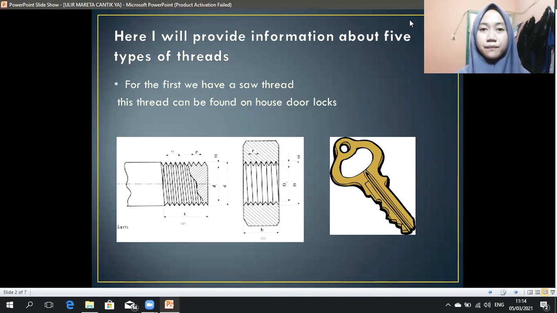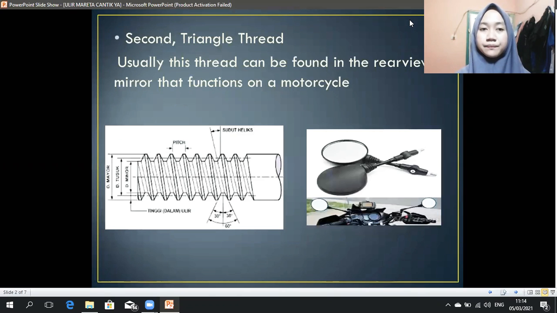Here I will provide information about 5 types of threads. For the first, we have a saw thread. This thread can be found on house door locks.